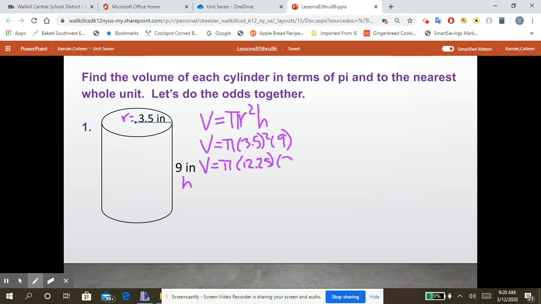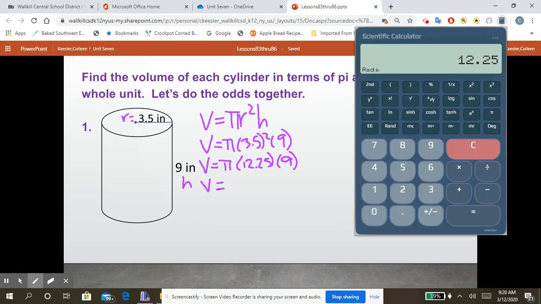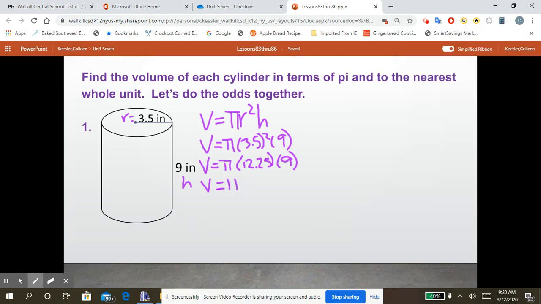Remember to always evaluate exponents first. Then we have volume equals 12 1/4 times 9. So we can go back to our calculator and just multiply by 9. And we get 110 1/4. And I wrote that first because now I have my answer in terms of pi, which is the only way you can get an exact volume. So we have 110 1/4 pi inches cubed.